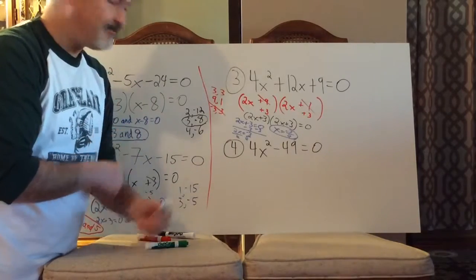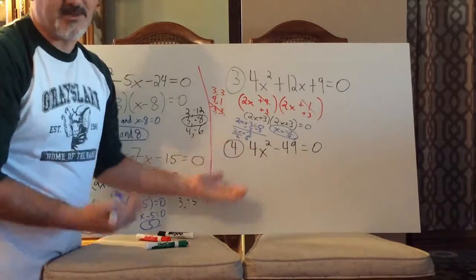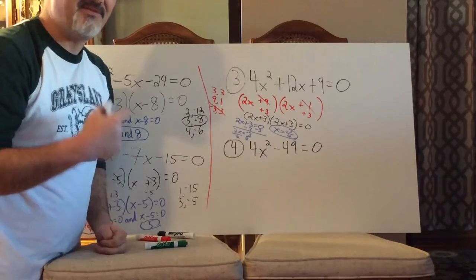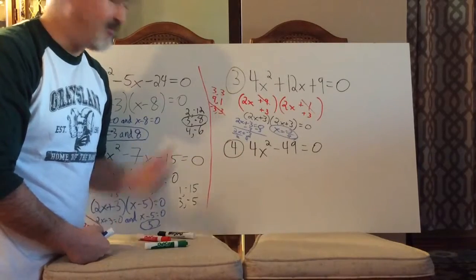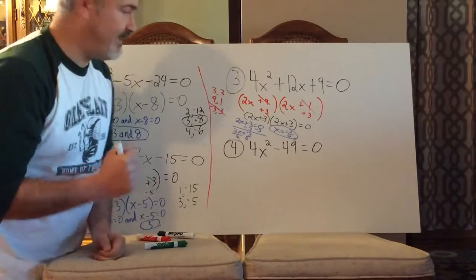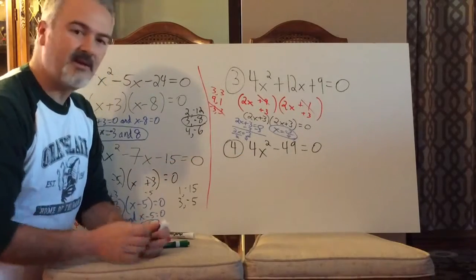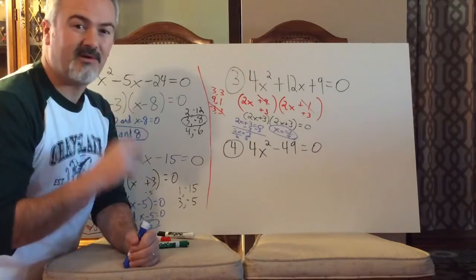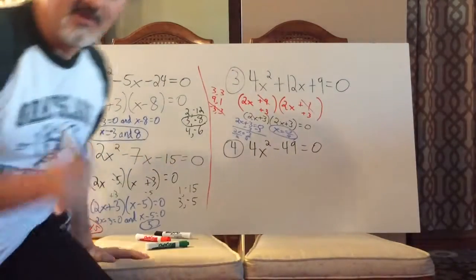Now, this is a special one. When there's two terms and there's a difference, which means there's a minus sign, we check to see if both the terms are perfect squares. If they are perfect squares, we can do this very simply by taking the square root of both. So here, I know 49 is a perfect square because the square root of 49 is 7. All right, so we got that. And then if I look at the 4x squared, that's also a perfect square because the square root of 4 is 2, and I know the square root of x squared is just x.